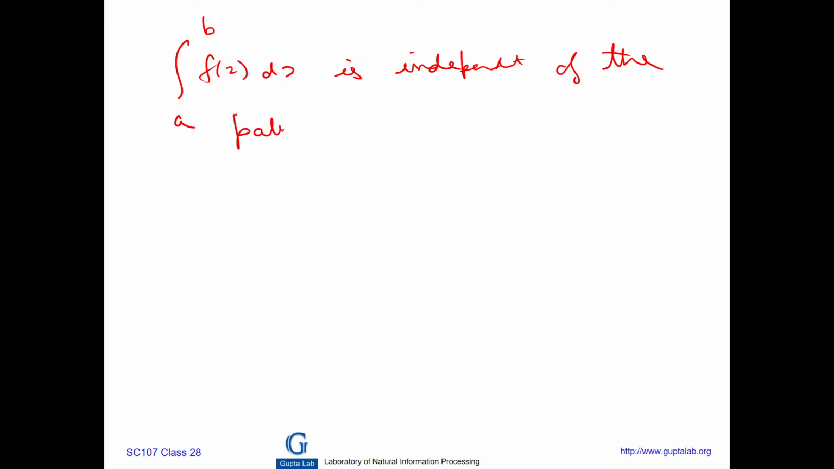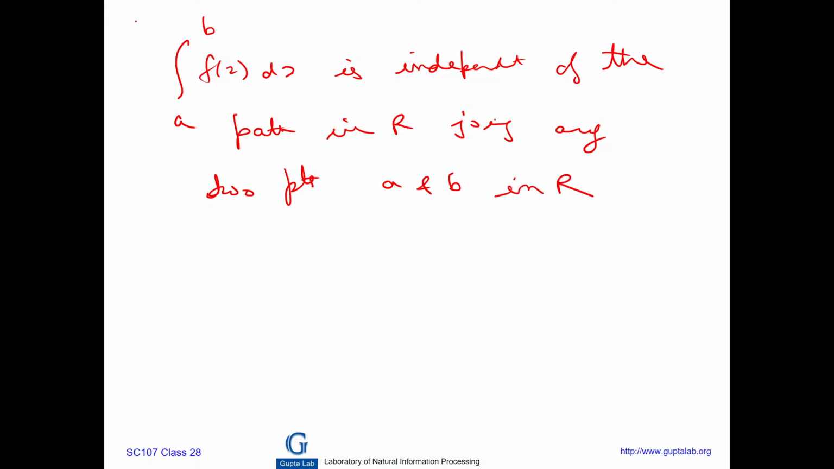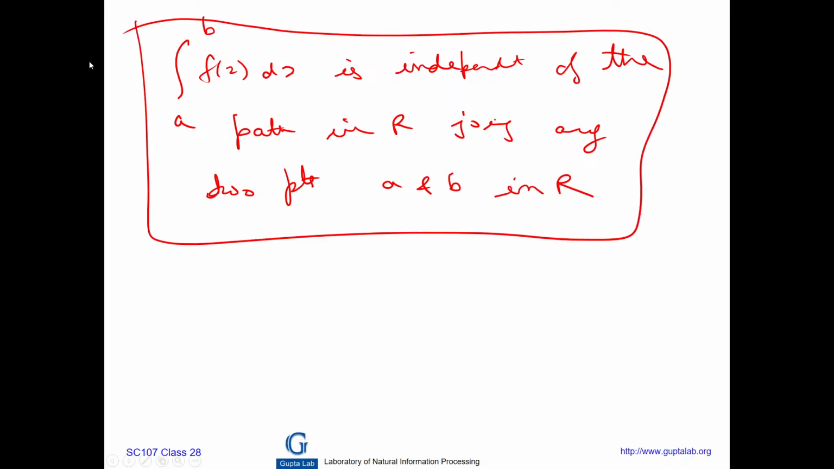So basically, what does that mean? That means it says that A to B, f of z dz is independent of the path in R joining any 2 points A and B in R, right? So this is the main result. Integration along A to B f of z dz is independent of the path in R joining any 2 points A and B in R. Okay.